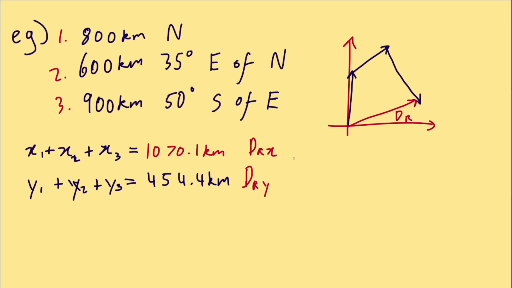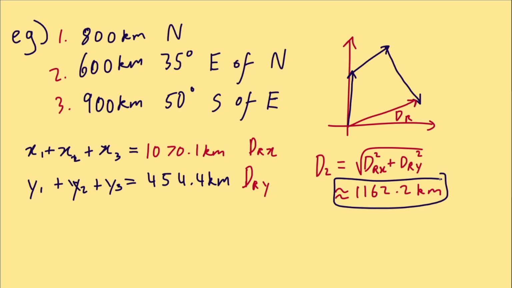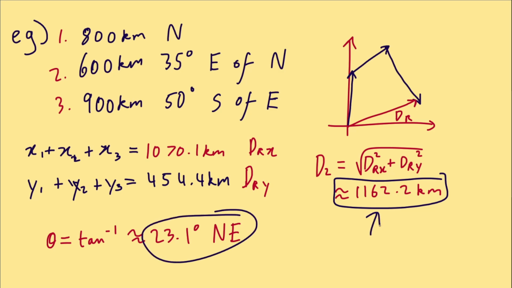With this information now, we can go and use Pythagoras. So dr is equal to the root of drx squared plus dry squared. Go and plug in your values and you get roughly 1162.2 kilometers. The direction, remember we just used tangent. So the Y over X, which is 450 over 1000. And this is roughly equal to 23.1 degrees northeast. So there we go, direction and magnitude.